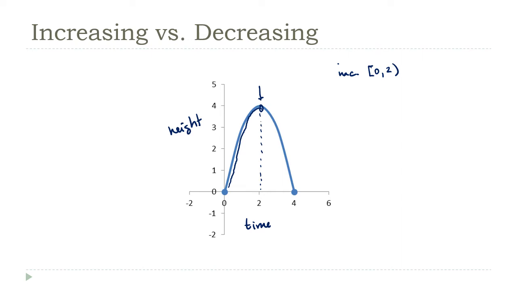Now, on the other side, what happens when it crosses this point? Well, when it crosses t equals 2, it starts going down, right? So it's on this interval that the function is decreasing. So I would say it's decreasing from t equals 2, and again, parenthesis there, right, to 4. So that's how we make this determination just by looking at a picture.